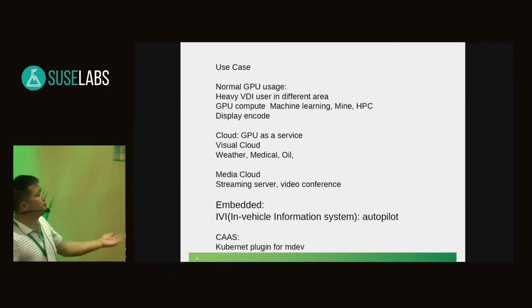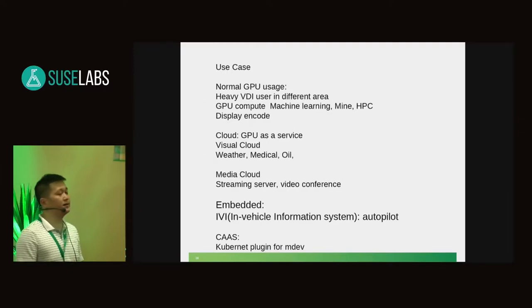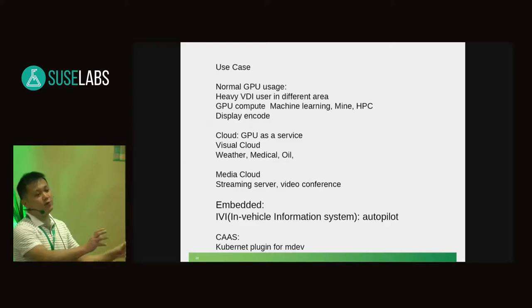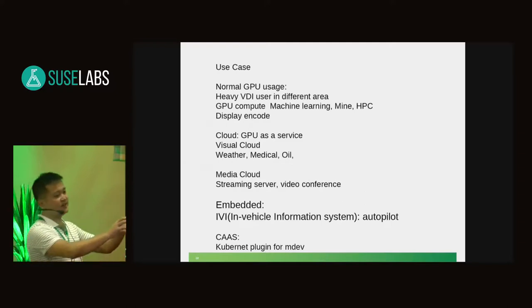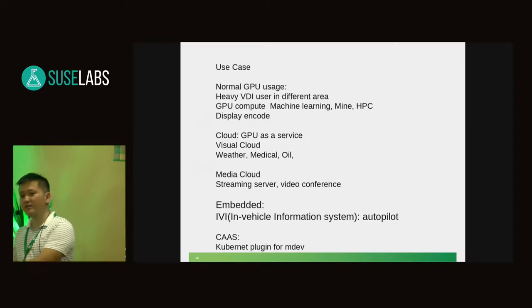Also, there's a new marketing area from the embedded area called the IVI, in-vehicle information system, like the autopilot Tesla. For this kind of car, from the picture, you could see that there are multiple panels there. And it's really better if you could use only one GPU to support all of them. And this is kind of a new battle for Intel, AMD, Nvidia, they all get into this part to do this work.